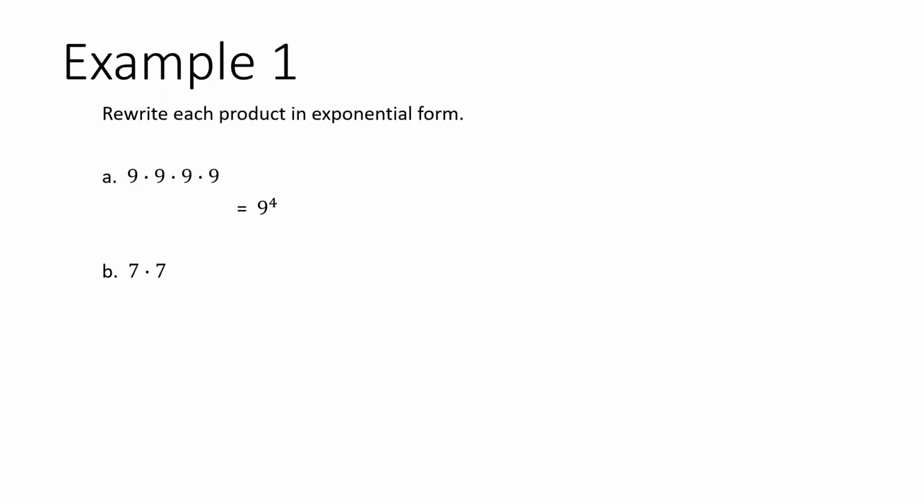In the same way, I could write 7 times 7 as 7 to the second power, or sometimes we say 7 squared. If I'm raising something to the third power, I might say number cubed. But beyond squared and cubed, we always just say the actual number, fourth or fifth or 18th, whatever.